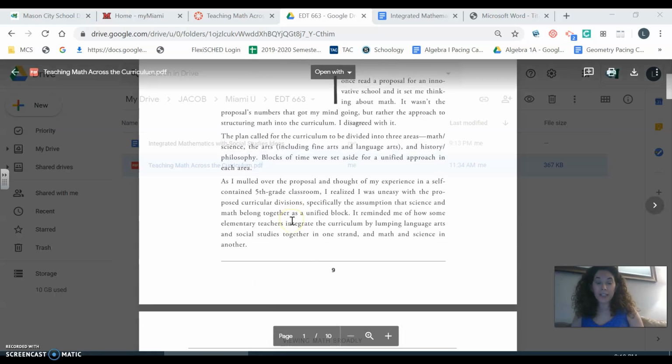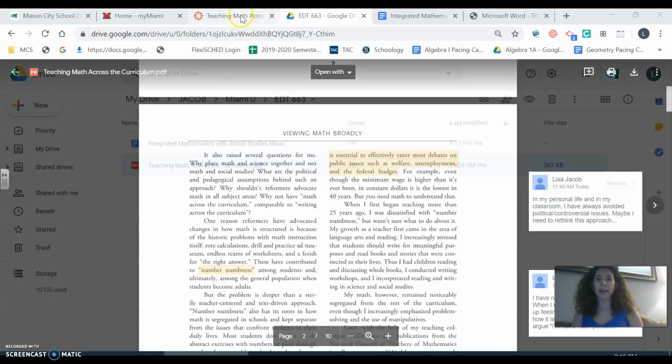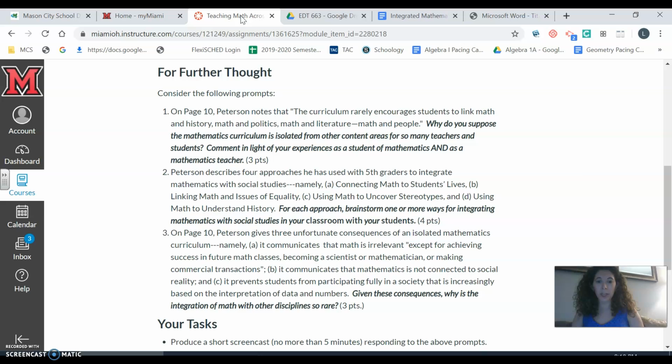So I've read the text and I've engaged with the text, and now I'm ready to respond to these prompts. So in terms of a math teacher and why sometimes mathematics curriculum is isolated, it's because I feel this pressure to get through all of the state standards that Ohio requires for each course, and especially with teaching Algebra 1 and geometry, which traditionally have these end of year tests for students.